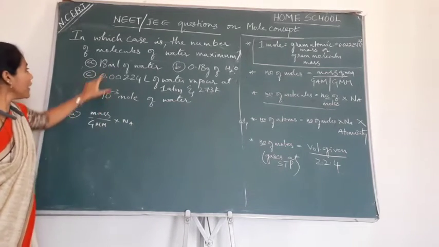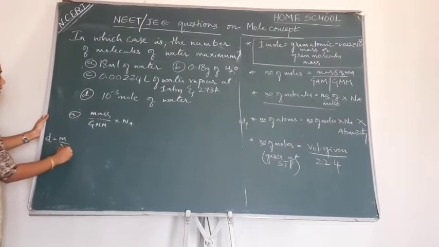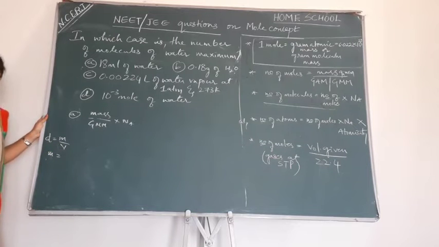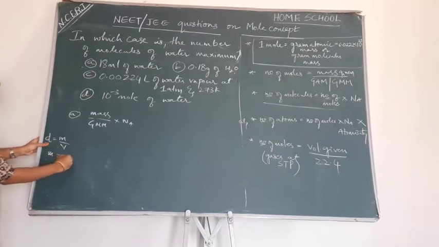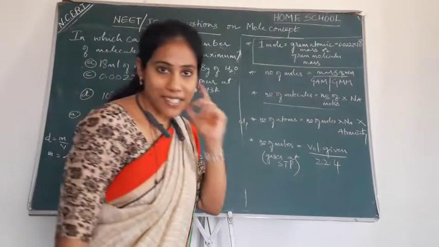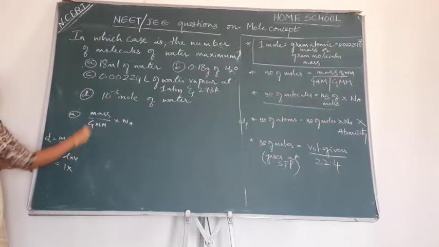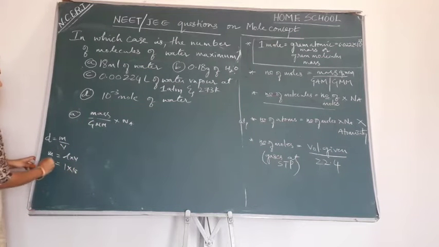Okay, but how do you convert volume into mass? See, density is equal to mass by volume, right? So mass is equal to density into volume. And always water's density is 1 gram per cm cube. That value you consider. So density is 1 and volume is how much? 18 ml. So our mass will be 18 grams only.